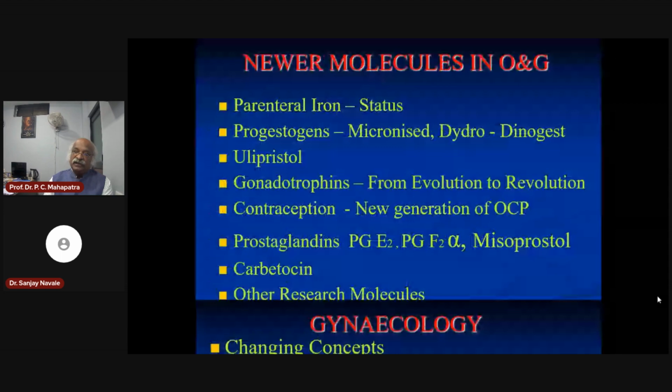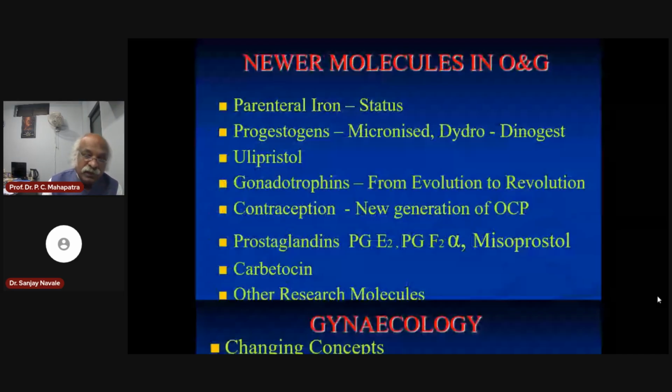And last but not the least, a very good thing for the prophylaxis of PPH. In all deliveries, the rectal administration of 600 to 800 micrograms of misoprostol is a unique thing, and the results are very good. So prostaglandins have really been used in obstetrics and gynecology in many aspects, and this is certainly a newer molecule.